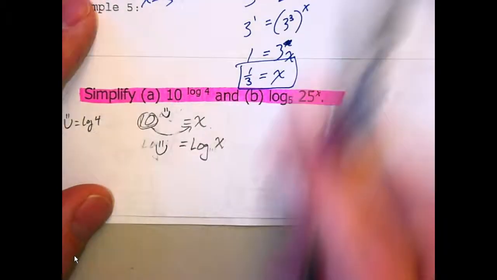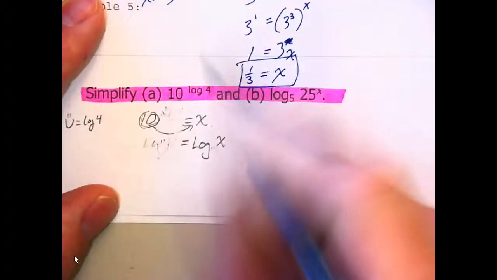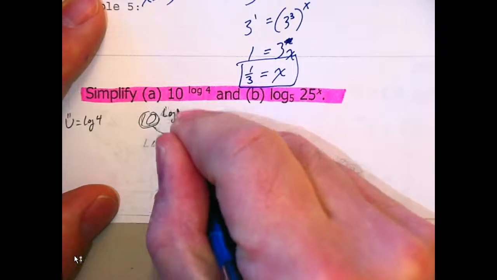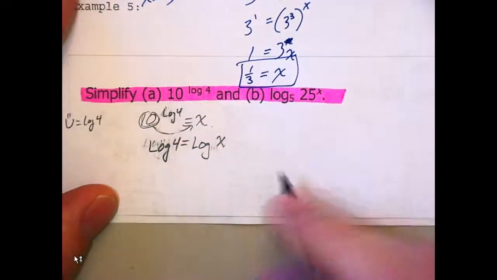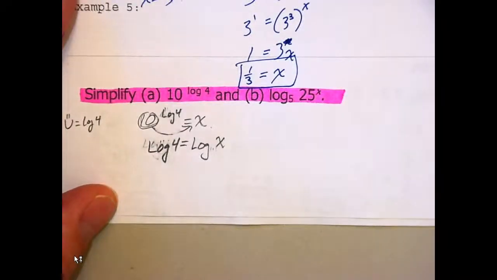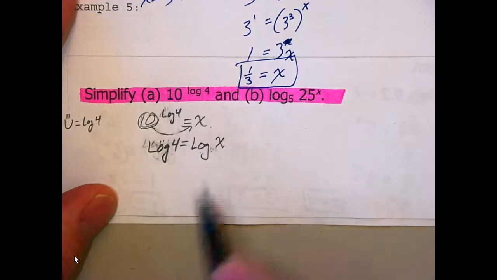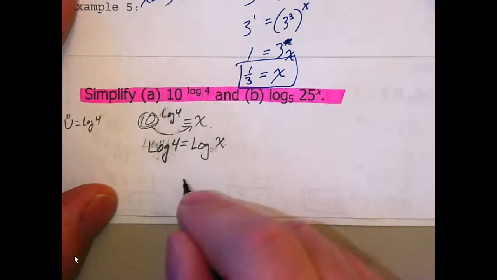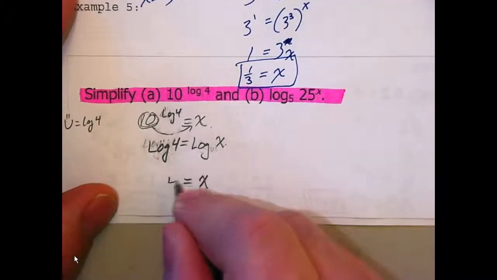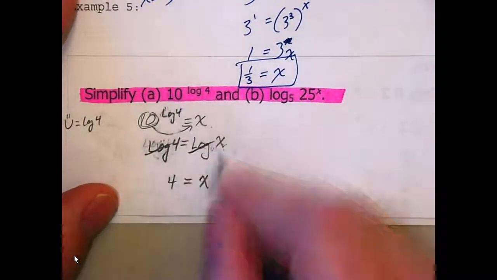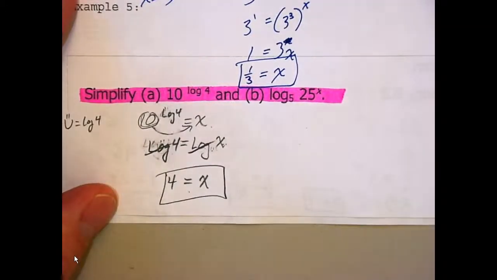Once I get it to log form, we can't use the happy face anymore. I'm sorry. I know, it's pretty sad. We have to go back to log 4. We can still be happy. Okay? But log 4 equals log x. Now they're both base 10. So if log base 10 of 4 is equal to log base 10 of x, what does x have to be? It has to be 4. When you have the same base and you're taking the log of both, you can just drop those and figure out what x is that way.